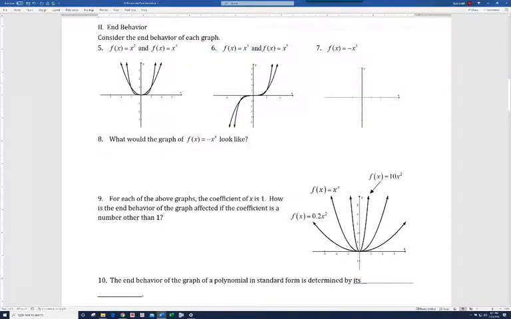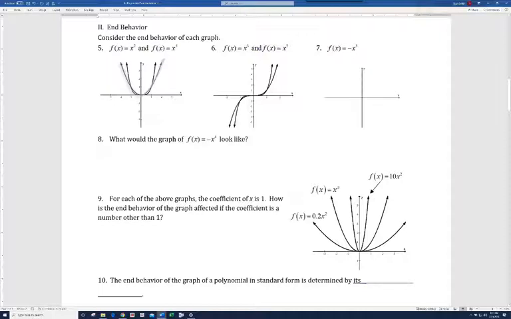And we're going to talk about end behavior in more detail. So you can see on number 5, I've graphed f of x equals x squared and x to the 4th. And for the most part, these graphs look very much the same. I want you to notice that the graph of x squared is actually this one here. And so x to the 4th, you'll notice it's kind of fat in the middle, or closer to the x-axis. It's kind of flatter looking in the middle there.